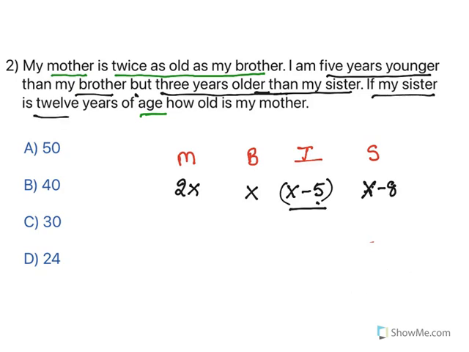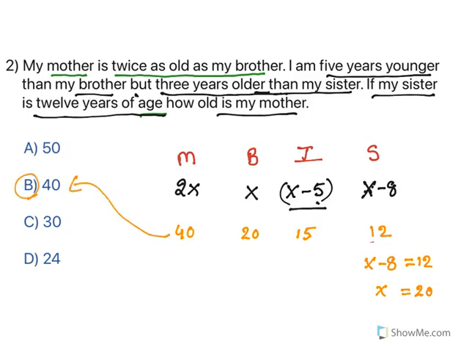If my sister is 12 years of age, how old is my mother? Now look at that. He says x minus 8, the sister's age, is 12 years. Then what is x? x equals 20. If x equals 20, x minus 5 will be 15, x minus 8 will be 12, and 2x will be 40. So what is the age? 14. Bingo. So again, understand this.